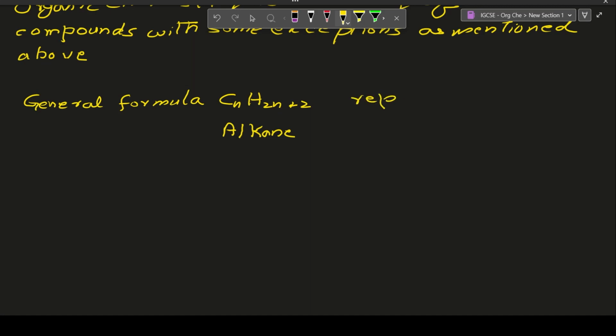A general formula represents a family of a specific type of compounds, of organic compounds.